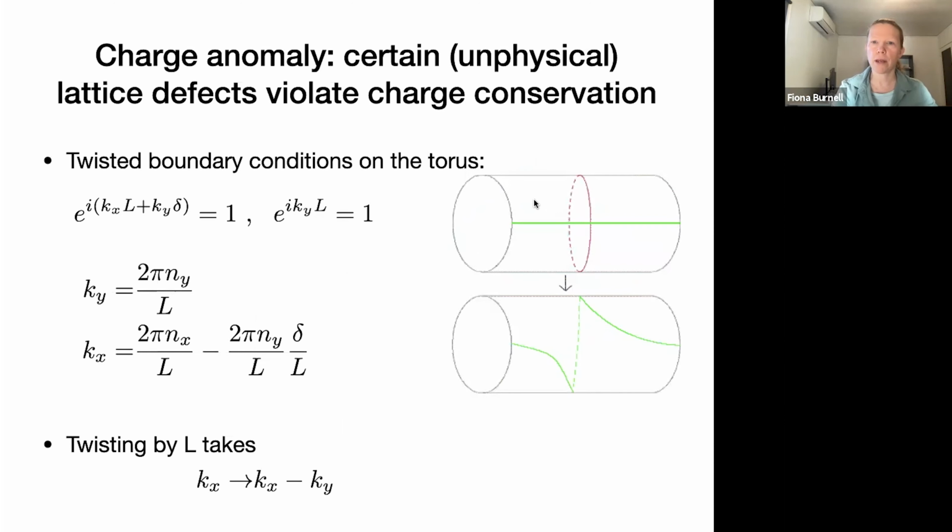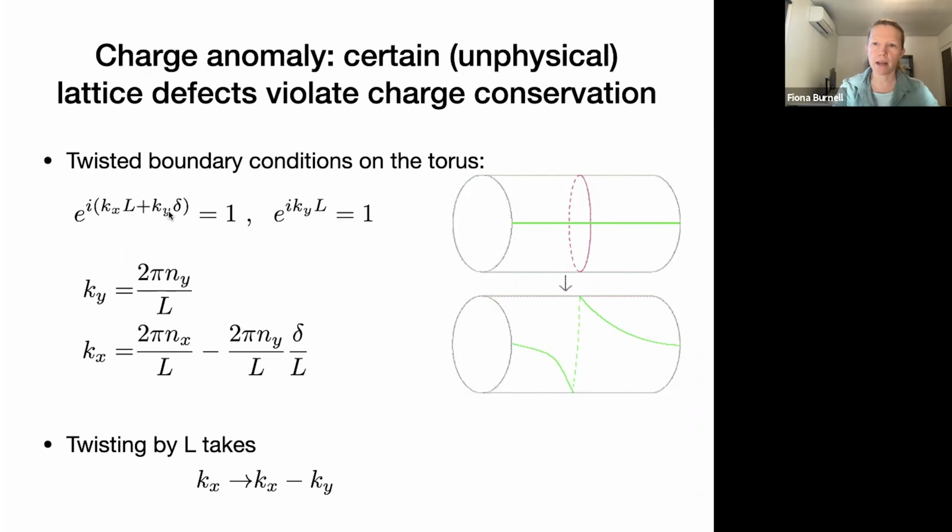If we imagine putting it on the torus and we twist the boundary conditions, okay? So what I mean by twisted boundary conditions is that, let me set this quantity delta to 0 for a minute. Let me remind you that when we do periodic boundary conditions, that quantizes the values of kx and ky, right? And they're quantized by the condition that e to the i kx times L had better be 1, and e to the i ky times L had better be 1, okay?